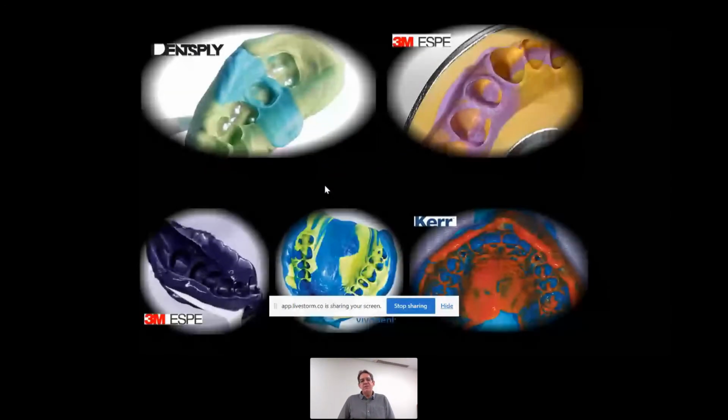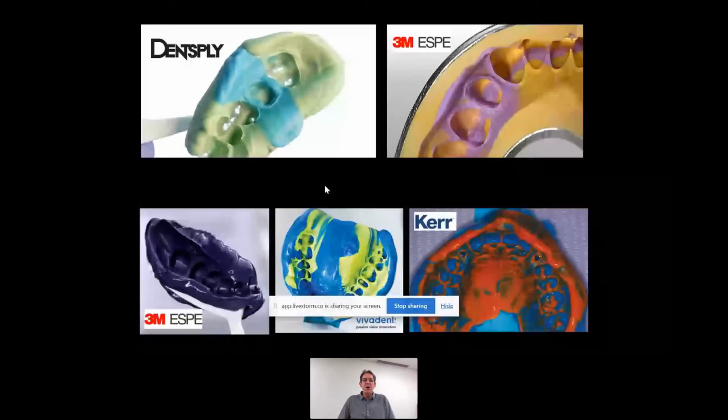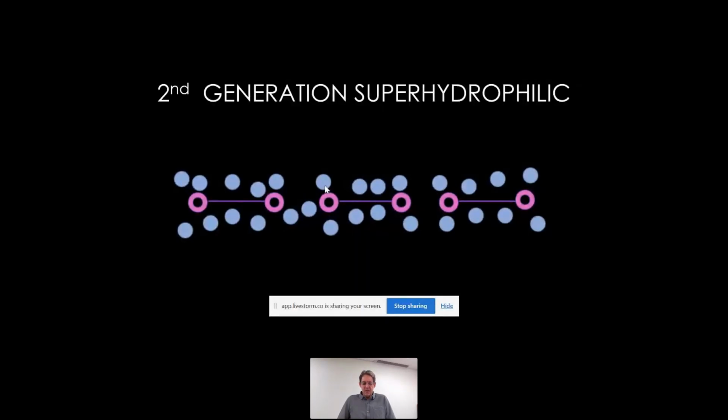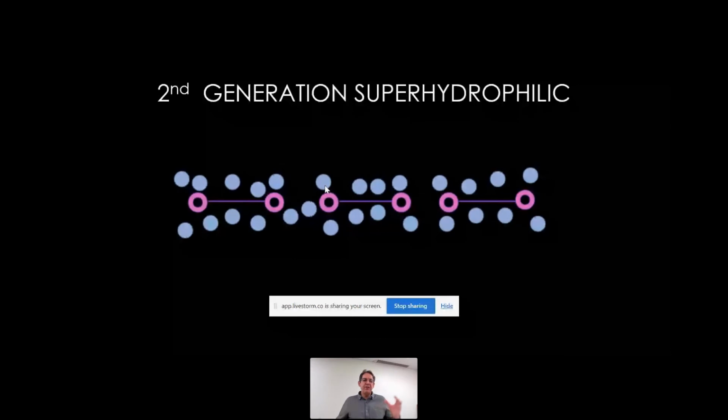So these are many of the manufacturers out there. Again, nothing bad about these, but when you look at all of these impressions, look where all the light body is. All the light body has been over displaced at the preparation site. Then some of these manufacturers created what they refer to as suprahydrophilic impression materials. And all they did is they added more surfactant to the formulation.